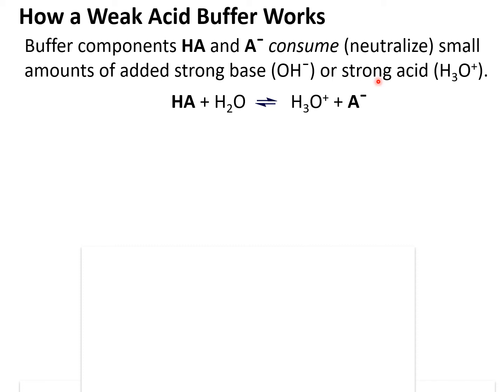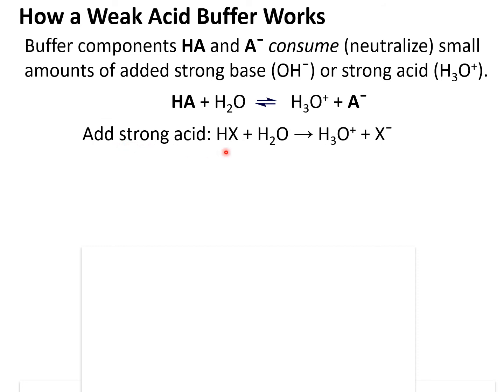Here we'll see what happens when a strong acid is added to a buffer. Here we see the equilibrium reaction between the buffer components, and in this case we have our weak acid plus water existing in equilibrium with H3O+ and its conjugate base A minus. Now if we add a strong acid to this buffer system, we see that the strong acid will go to completion and produce H3O+. And it's this H3O+ that will then react with the conjugate base A minus.